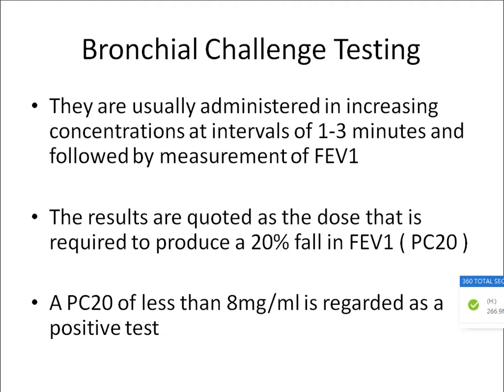So the dose that is required to produce a 20% fall in FEV1, that is PC20. Only then is the test positive. A PC20 of less than 8 mg per ml is regarded as a positive test.